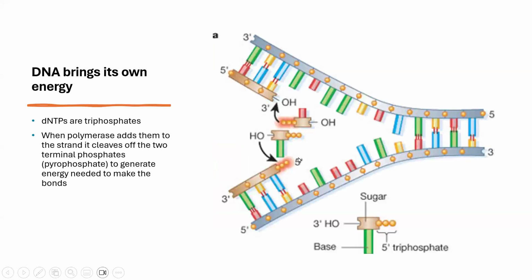All right. And I mentioned this before, but DNA brings its own energy. Those dNTPs are triphosphates. When polymerase adds them, they cleave off those 2 terminal phosphates, which are known as pyrophosphate, to generate the energy needed to make that 3' to 5' bond.